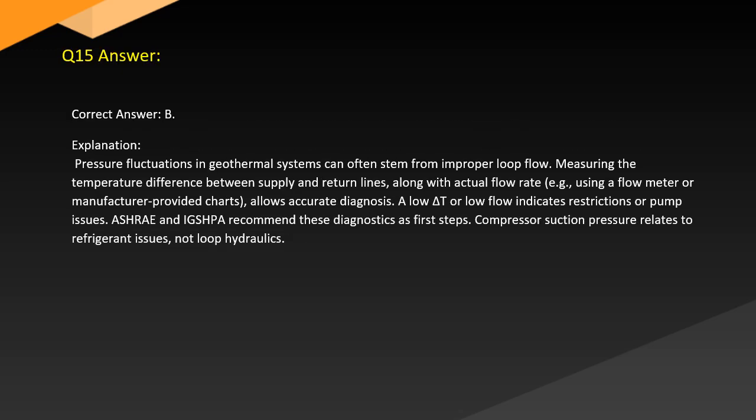Answer. Correct answer: B. Explanation. Pressure fluctuations in geothermal systems can often stem from improper loop flow. Measuring the temperature difference between supply and return lines, along with actual flow rate, e.g., using a flow meter or manufacturer-provided charts, allows accurate diagnosis. A low DT or low flow indicates restrictions or pump issues. ASHRAE and ICHPA recommend these diagnostics as first steps. Compressor suction pressure relates to refrigerant issues, not loop hydraulics.